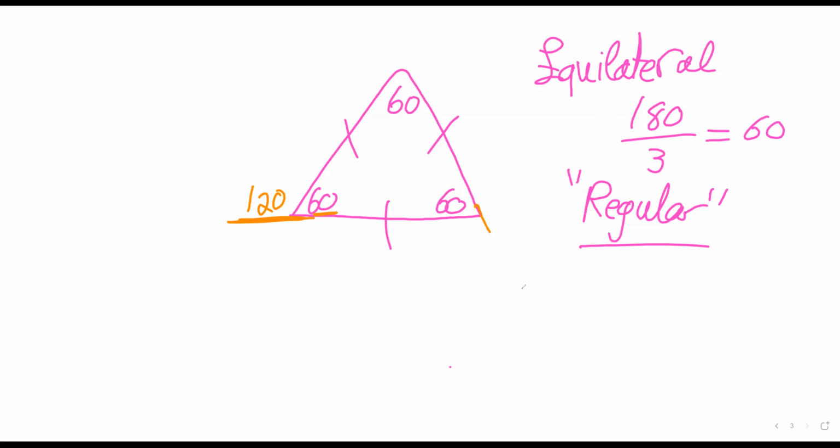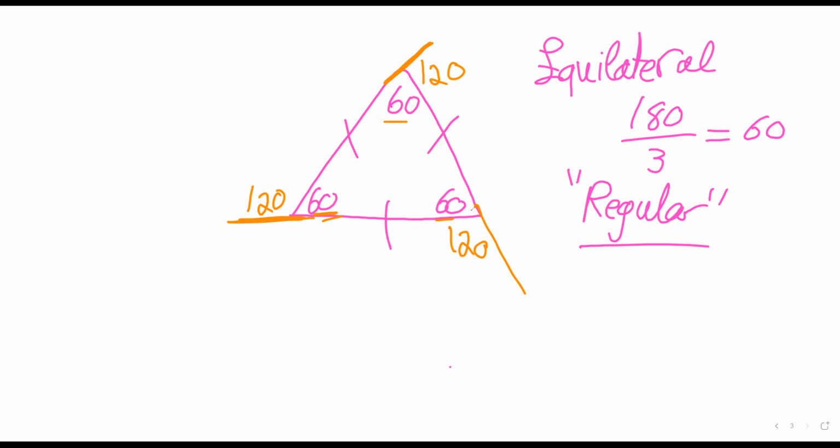We come to the second exterior, and the interior is also 60. So what do you think? The exterior must also be 120. Let's move on to the last exterior. What do you think the value of this last exterior would be? It would also be 120. Since the interiors are equal, definitely the exteriors are equal.